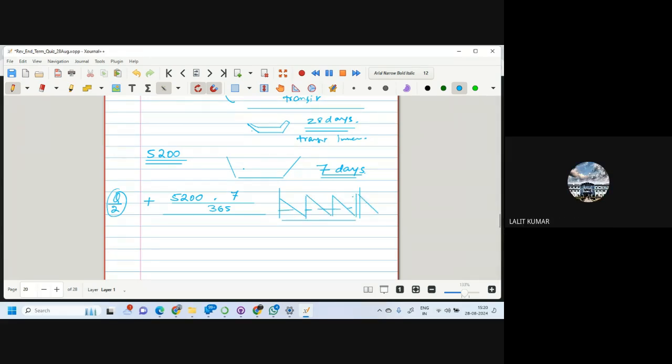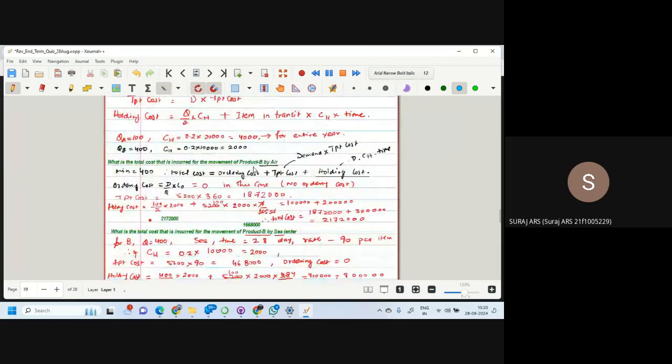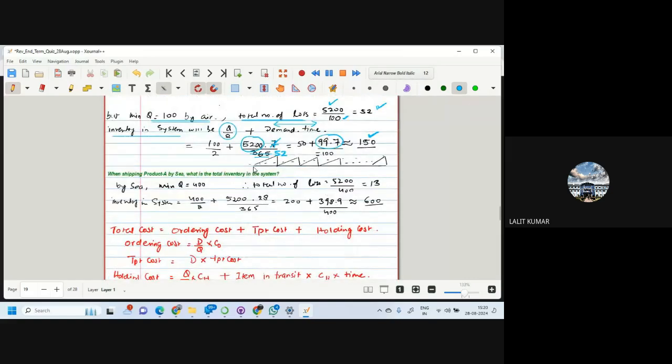This is the Q by 2 which we are using in the EOQ model. So this is clear.